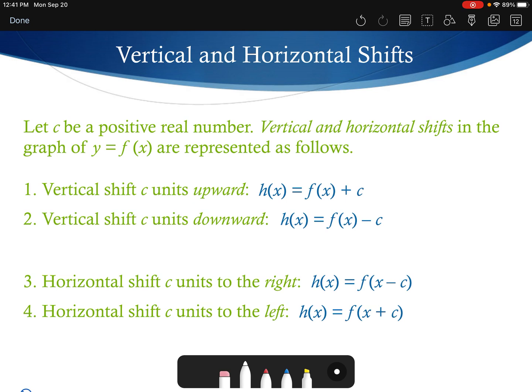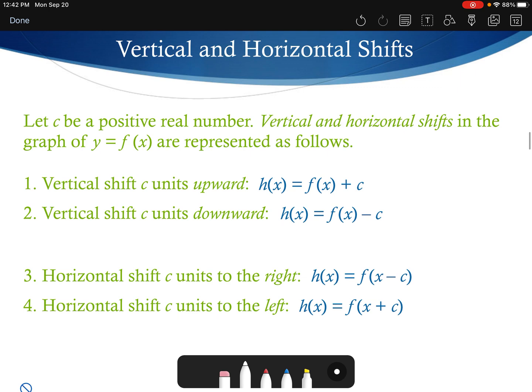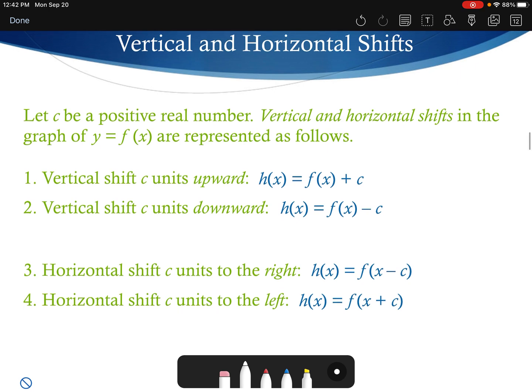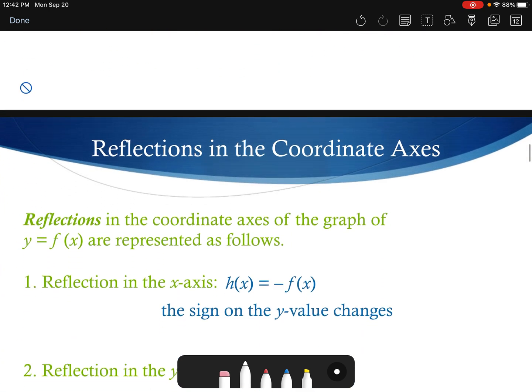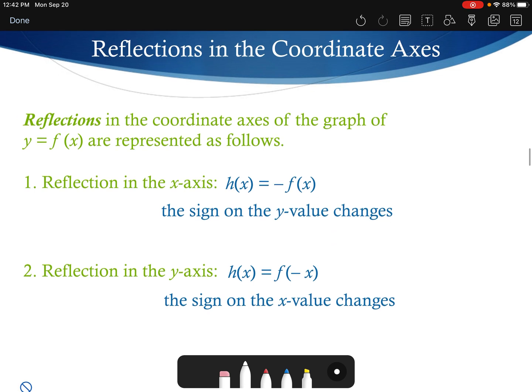So horizontal and vertical shifts are as follows. If we're going to move it up or down, we add or subtract a constant. Horizontal shift, though, right or left, is what's inside the function itself. We're either going to subtract or add a constant. And when we do that, parentheses lie. So therefore, if we subtract a constant, we move it to the right. If we add a constant, we move it to the left. So that's how it differs from vertical shifts.